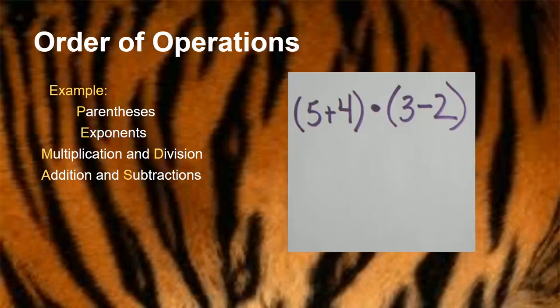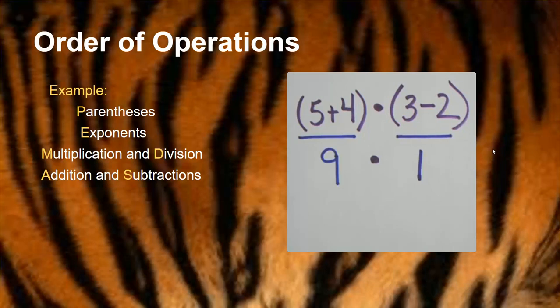Let's look at another problem. Here we have some parentheses. Well, we have to do what's inside the parentheses first. So look at the first set of parentheses. It says 5 plus 4. Look at the other set of parentheses, 3 minus 2. We can do that before we do anything else.